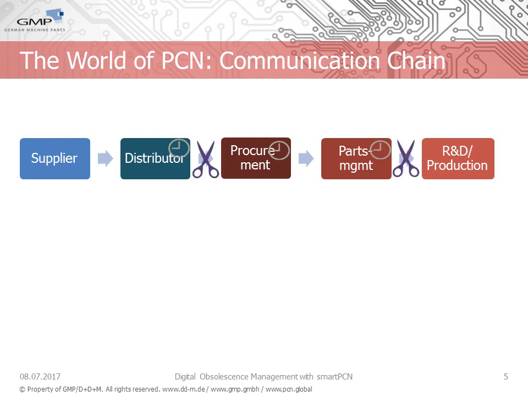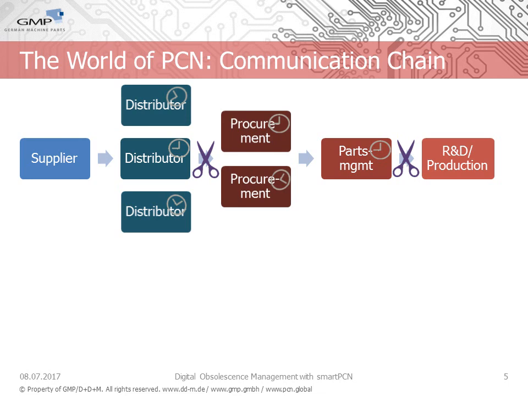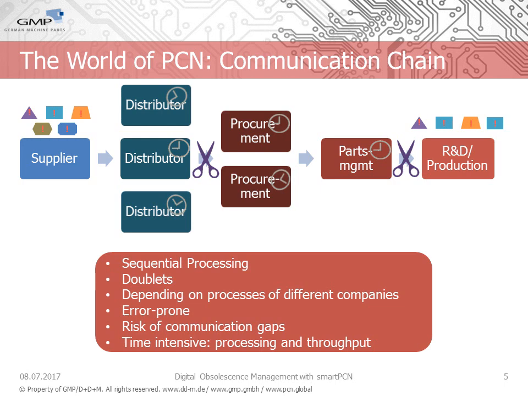There may be interruptions and the chain may break down. But usually there are several distributors involved, which send out PCN at different times. And also there may be several procurement departments from different sites or even at subcontractors. At the end, not all PCN sent out will reach their destination, but some of them will be received multiple times. As a result, we have sequential processing, we have doublets. We depend on processes of different companies. It is error prone, has the risk of communication gaps, and altogether needs a lot of time for processing and the overall throughput.